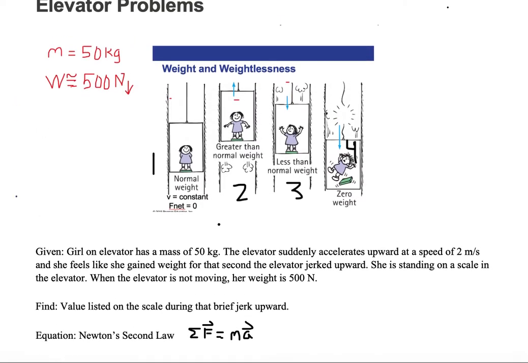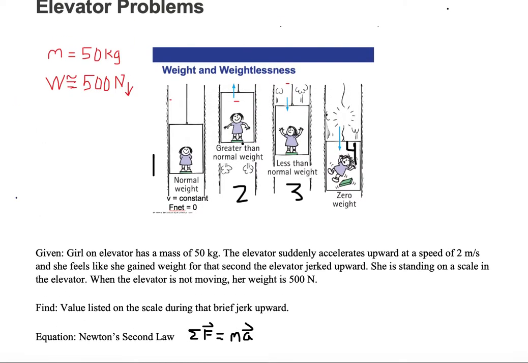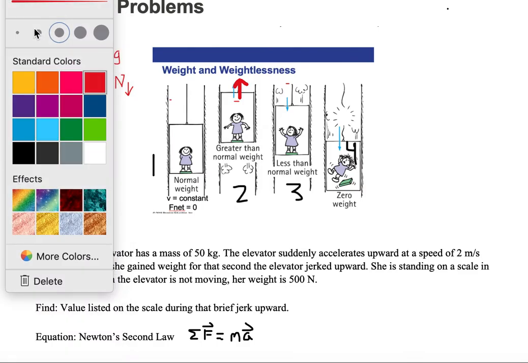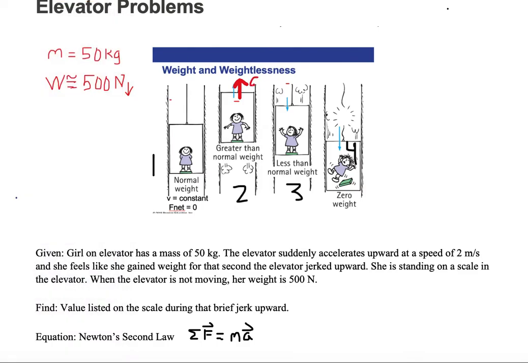So let's take a look at this. This is case 2, and we have the elevator accelerating upwards at an acceleration of 2 meters per second squared. Now we have to declare which way is going to be positive. You can declare up is positive or down is positive. I'm going to declare up is positive. Therefore, down is going to be negative.